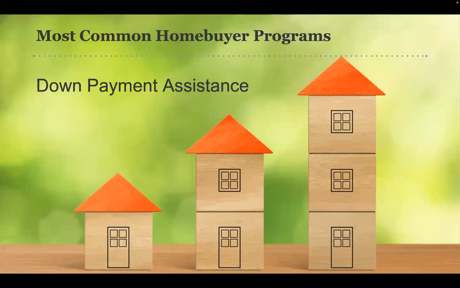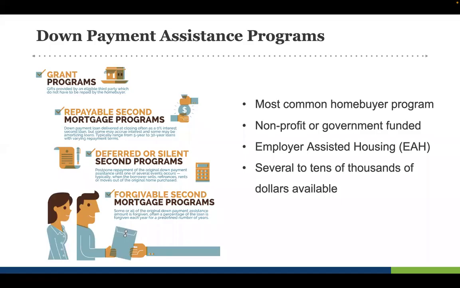We're going to start first with down payment assistance. So we've established that is the most common type of homebuyer program, typically funded by nonprofit or government agencies or funds, sometimes by employers, and can offer several to tens of thousands of dollars in assistance. And we covered this a bit earlier, but just to reiterate, there are essentially 4 types of repayment structures for down payment programs. Now, of course, there are nuances to even those, but big picture, it's either a grant or a loan. So some programs are grants. That is a true gift at closing, no second mortgage, no second lien on the property.